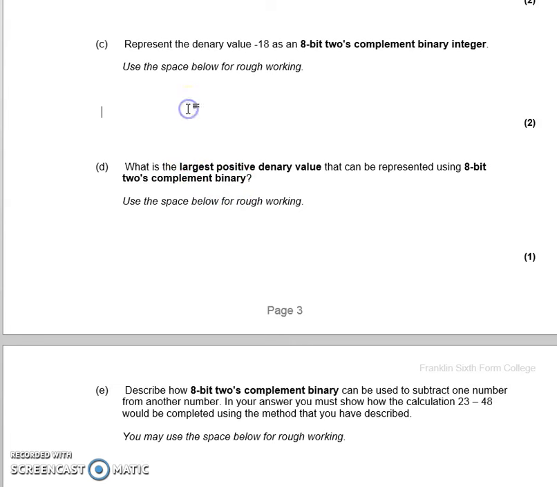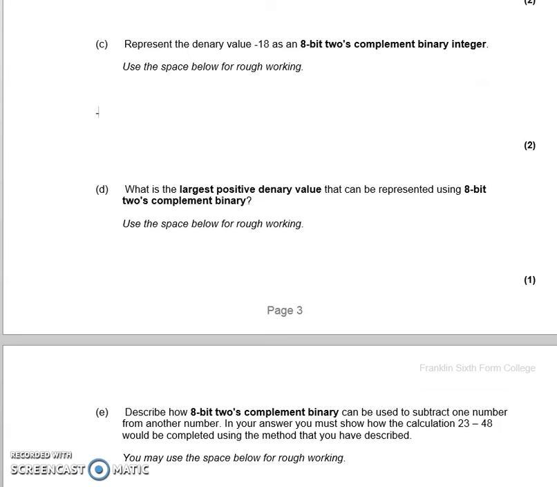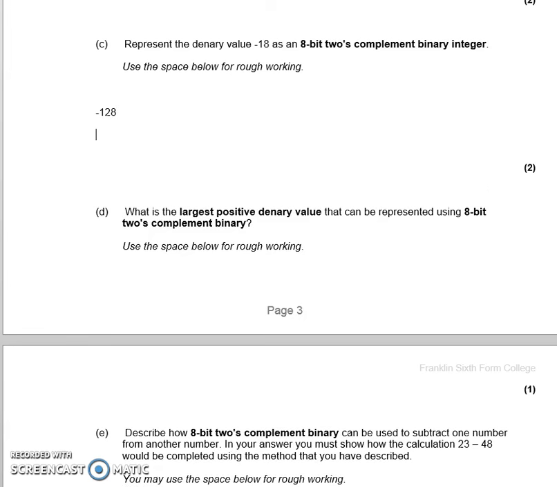Next question relates to an 8-bit 2's complement binary integer, which means the most significant bit would be negative. Now there are 2 ways to do this. We can either continue to add on to negative 128 till we get minus 18, by doing minus 128 plus 64 and so on, or we can follow the 2's complement rule.